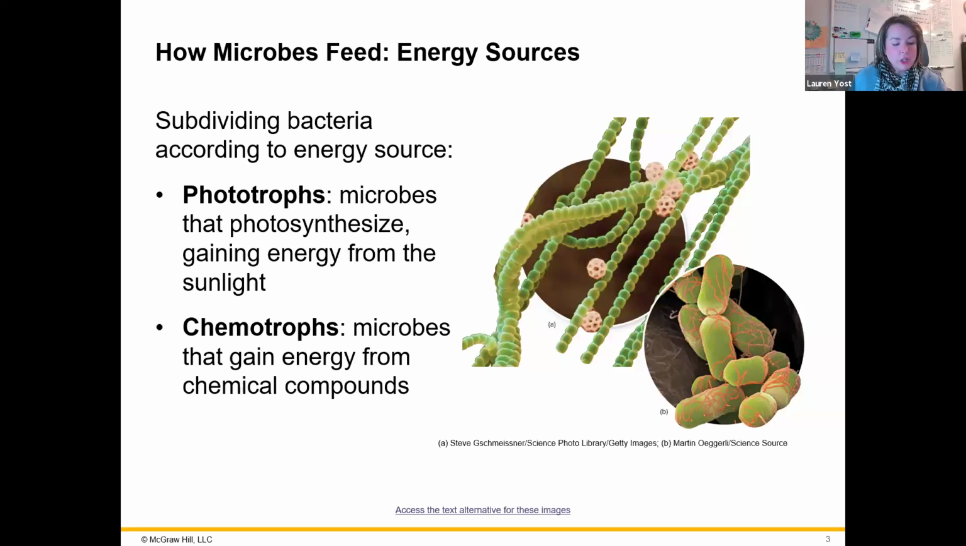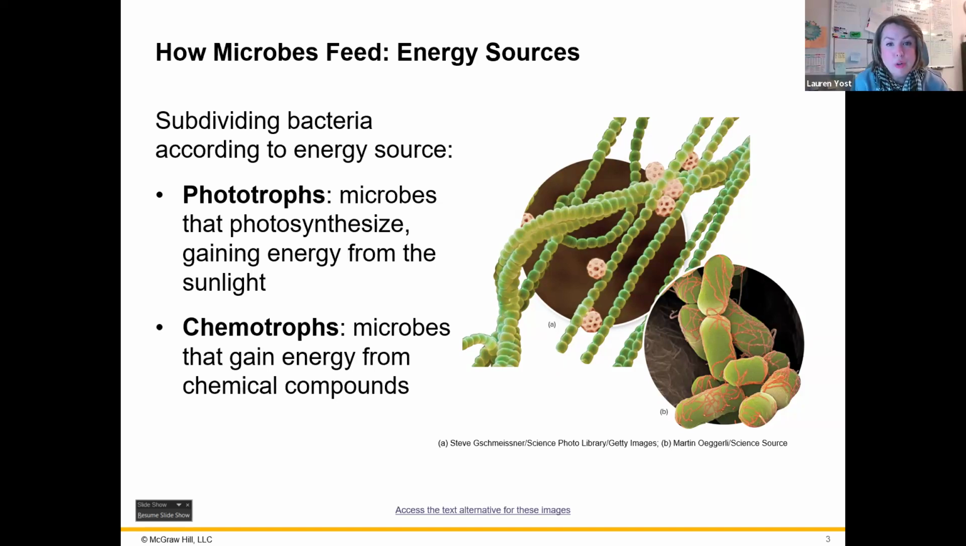Some microbes get their energy from sunlight, and some microbes might get it from chemicals. This is information that applies technically to all living organisms. And there are additional categories that we could apply microbes to, but we're going to stay in these basic ones here. So organisms that get their energy from sunlight, we call phototrophs.